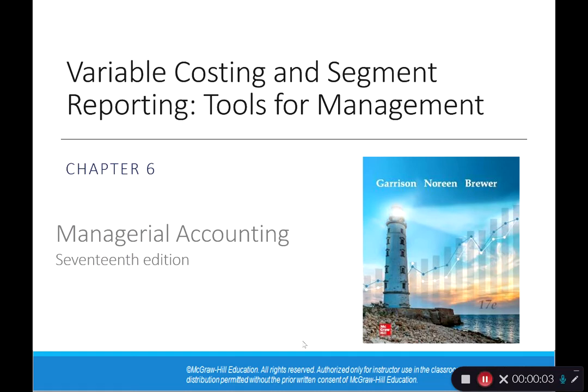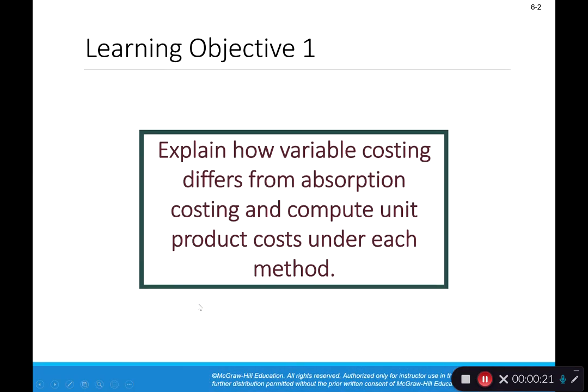Hello, everybody, and welcome to Chapter 6. In this chapter, we're going to talk about variable costing and segment reporting, which is going to branch off from our discussion of CVP analysis, cost volume profit analysis, that we did in Chapter 5. So the first thing we're going to do is talk about the difference between variable and absorption costing.